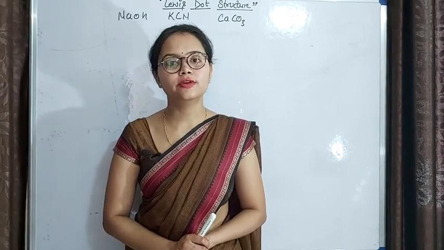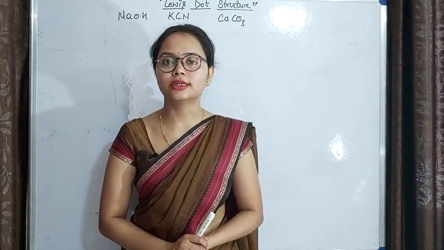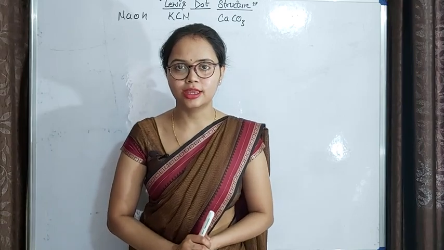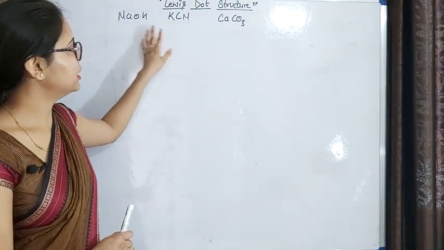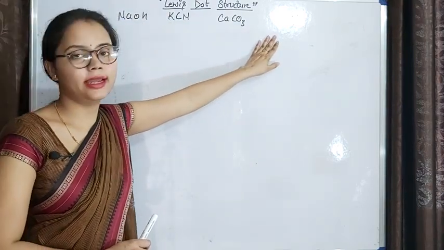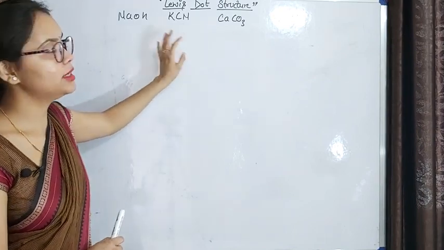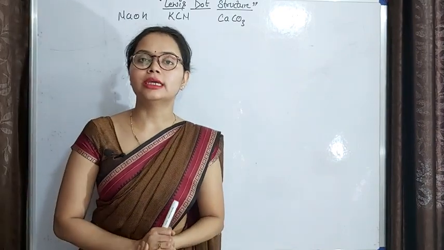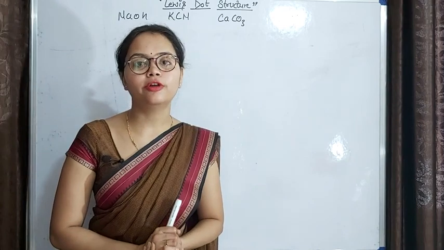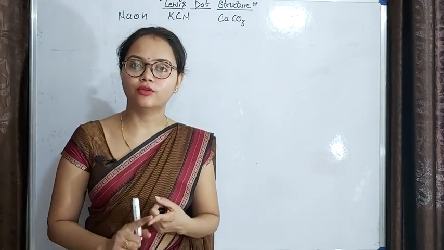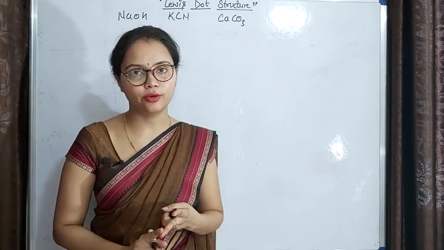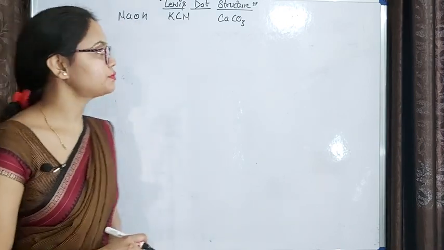Dear children, today's video is about the Lewis dot structures of some special molecules like NaOH, KCN, CaCO3 and NH4Cl. I am saying these molecules are special because they have two different types of bonding. They have electrovalent as well as covalent bonds. Okay, so let's start the video.